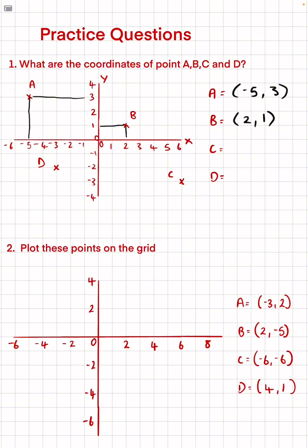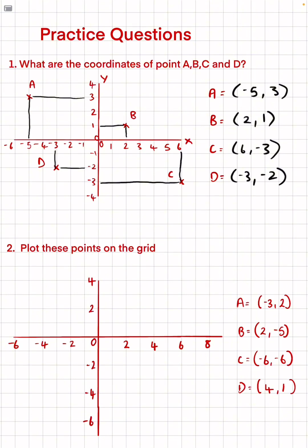Point C, if we draw a vertical line to the x-axis, the x-coordinate is 6, and a horizontal line to the y-axis, the y-coordinate is -3. Point D, if we draw a vertical line to the x-axis, the x-coordinate is -3, and a horizontal line to the y-axis, the y-coordinate is -2. The next question says plot these points on the grid.